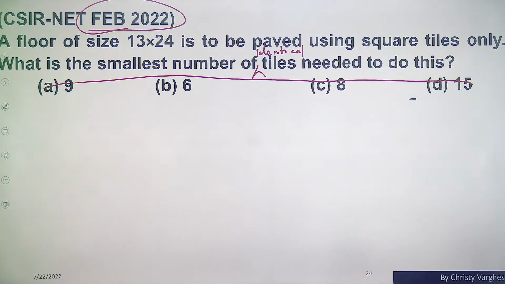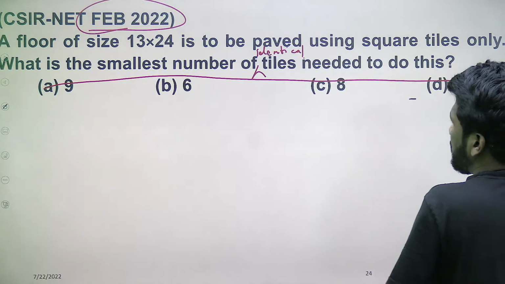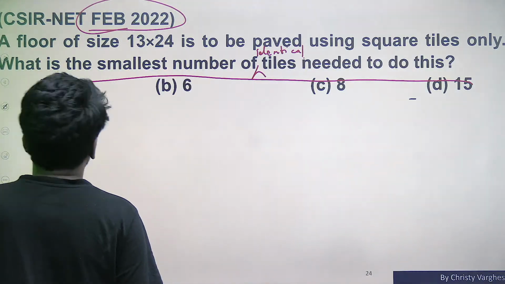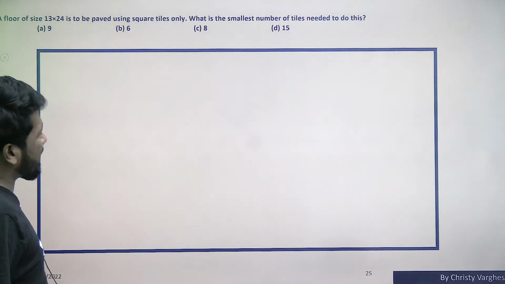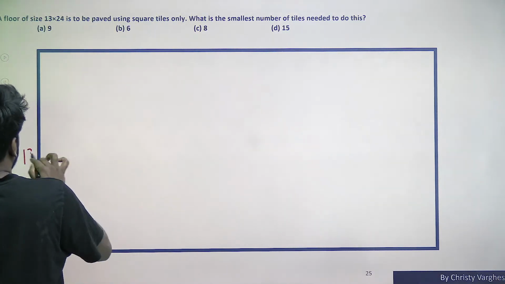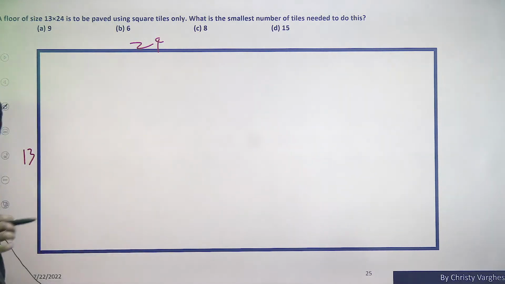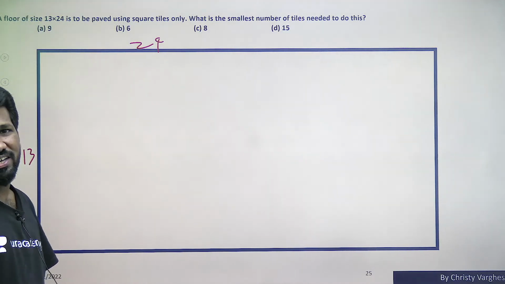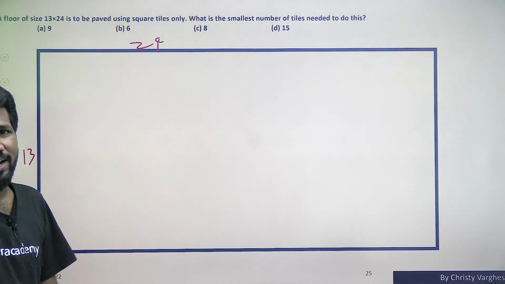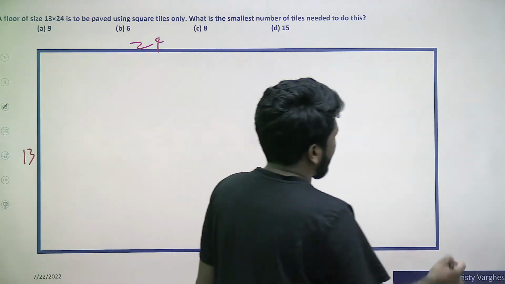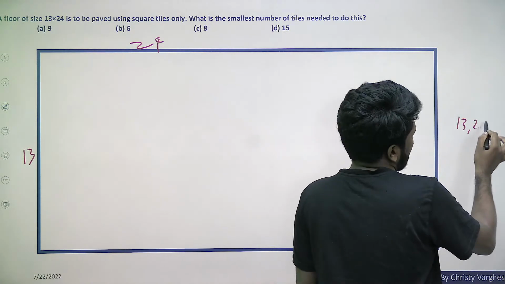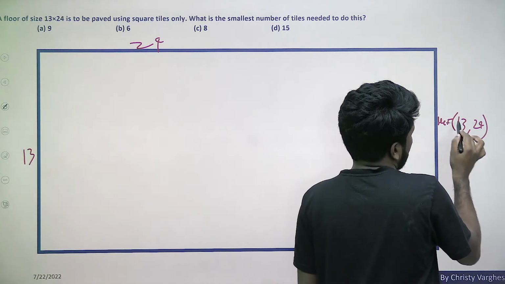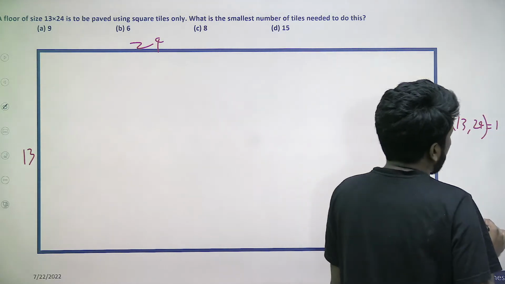Okay, so I'll explain. A floor of size 13 by 24 is to be paved using square tiles only. What is the smallest number of identical tiles? For identical tiles, we need a common factor of 13 and 24, the highest common factor. 13 and 24 are relatively prime numbers. What is called relatively prime numbers? There is no common factor other than 1.